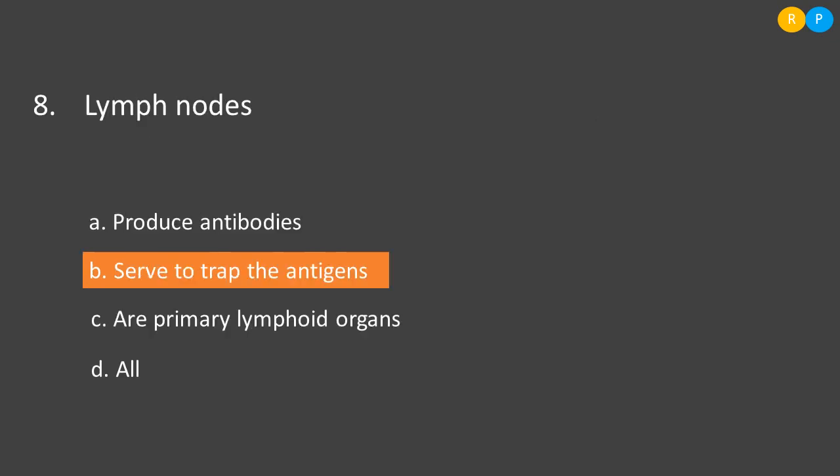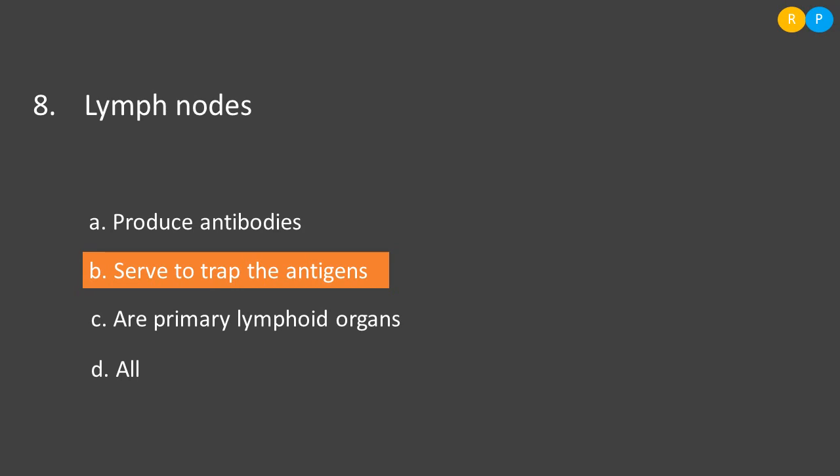It's the eighth question. Lymph nodes. So lymph nodes are also a part of secondary lymphoid organ. So these are solid structures. They are distributed in different parts of our body. Clear. So what is the function of lymph node? So lymph node is very helpful to trap the antigens. Clear, right? So lymph nodes are solid structures. They are located in different parts of our body. They are very effective in trapping the antigens. Clear. So let us see the options.